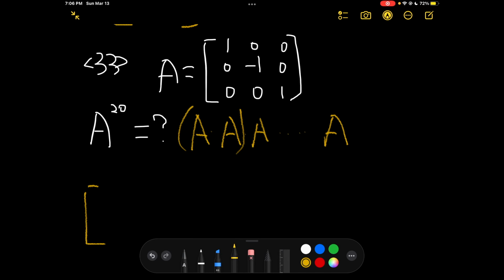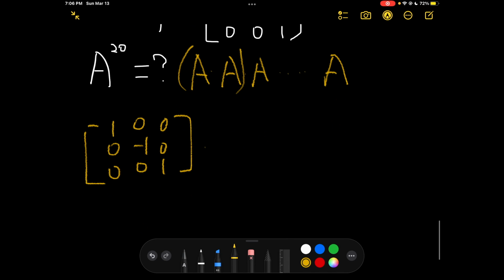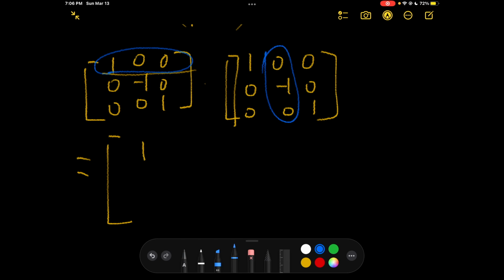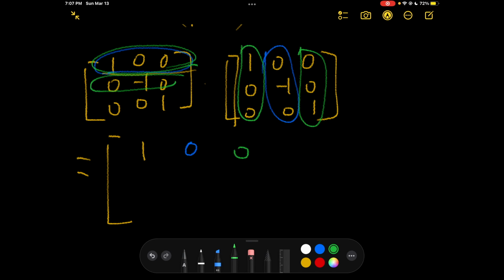Let's get some space. 1, 0, 0, 0, -1, 0, 0, 0, 1. And that's the same. What we have is still the same, the basic calculation. 1, 0, 0, that would be 1. And this and this, that will be 1 times 0, 0 times -1, 0 times 0, that would be 0 as well. And the third, 1 times 0, 0 times 0, 0 times 1, that's 0 again. And let's see this one and this one. So 0 times 1, -1 times 0, 0 times 0, that will still be 0.